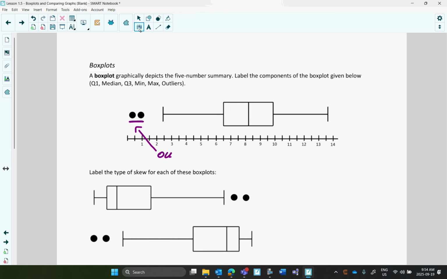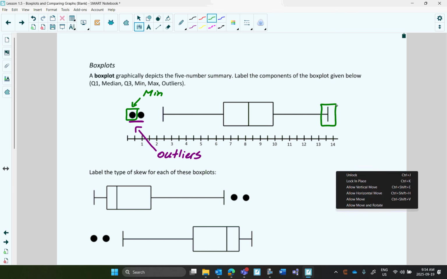So, outliers. Not only is this one an outlier, it is also the minimum. Where would the maximum be? The far right side of the box plot, if there are any outliers. If not, then this is the max. So this here is the max.